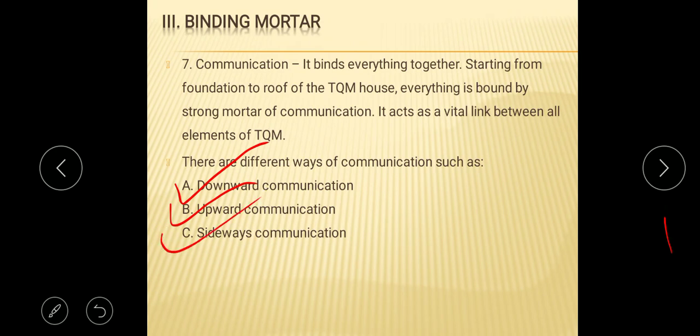The third one is sideways communication. This type of communication is important because it breaks down barriers between departments. It also allows dealing with customers and suppliers in a more professional manner.